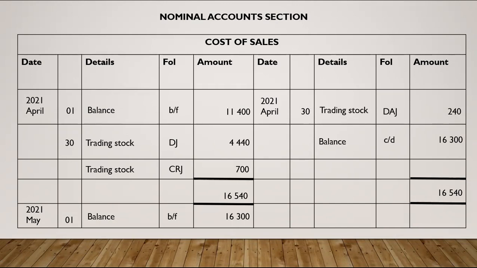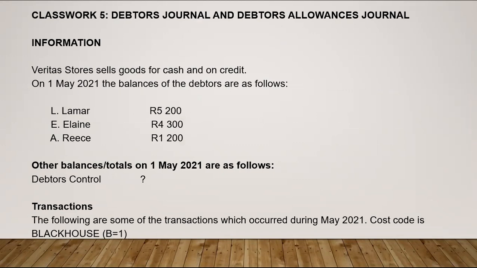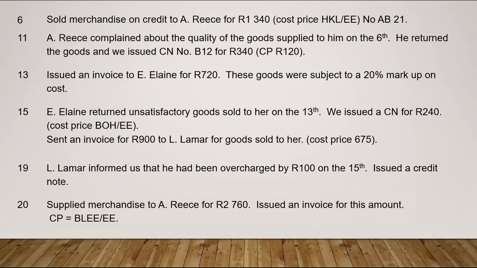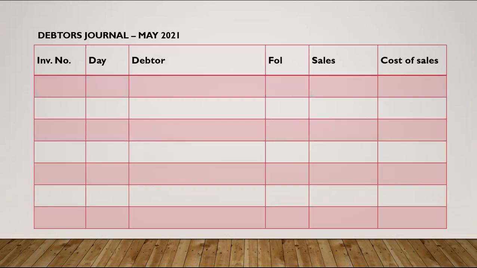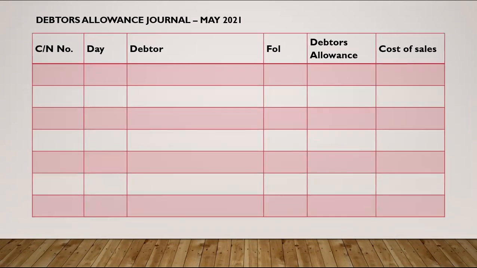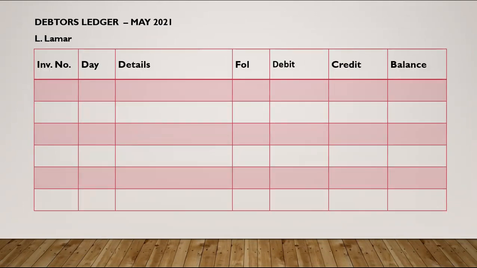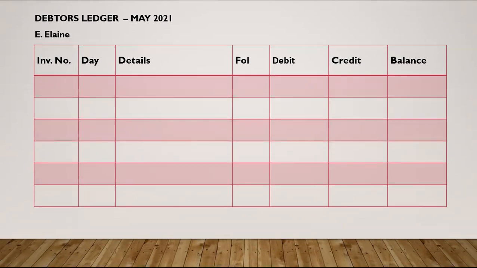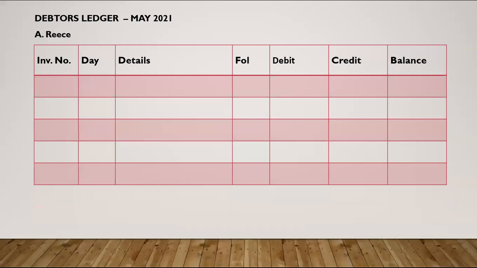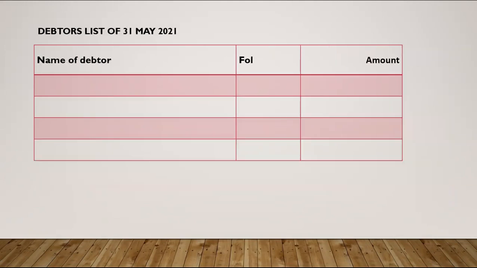Okay. Try out Classwork 6. Okay, this is the info about Classwork 6. You'll prepare the debtors journal, debtors allowances journal, L. Lamar's debtors ledger, A. Elaine's debtors ledger, A. Ree's debtors ledger, and then you prepare the debtors list.